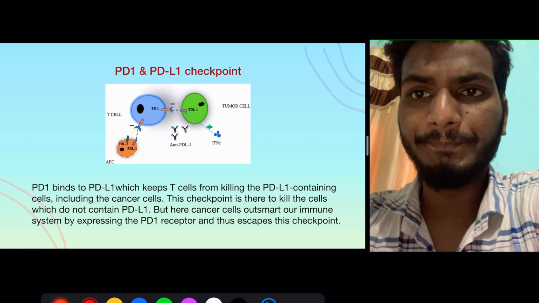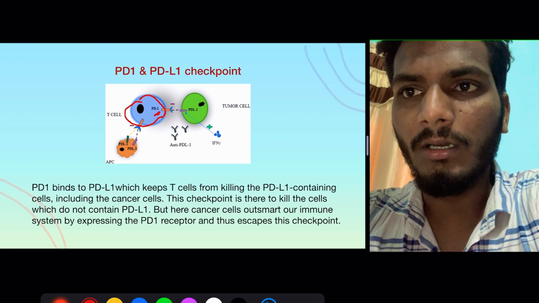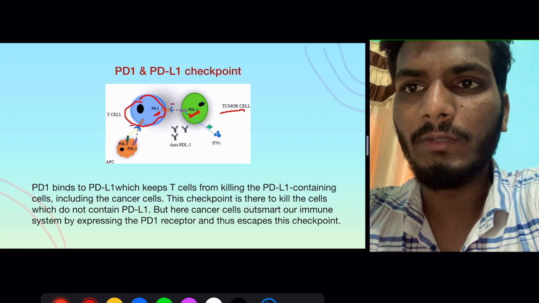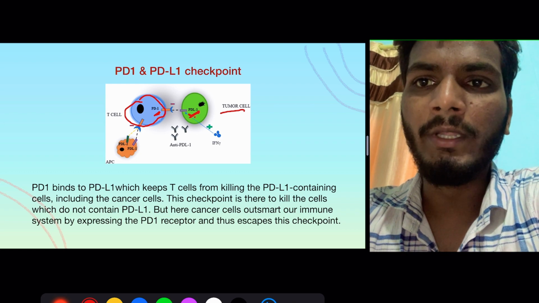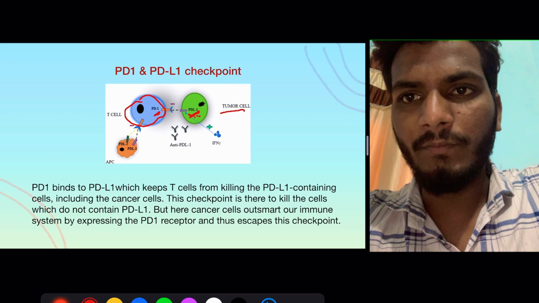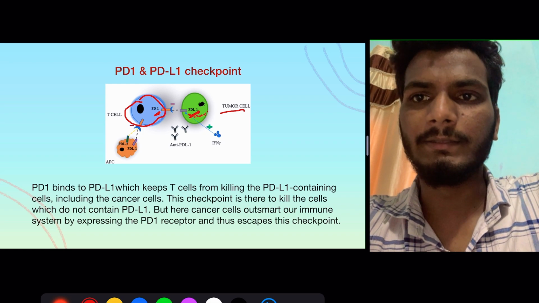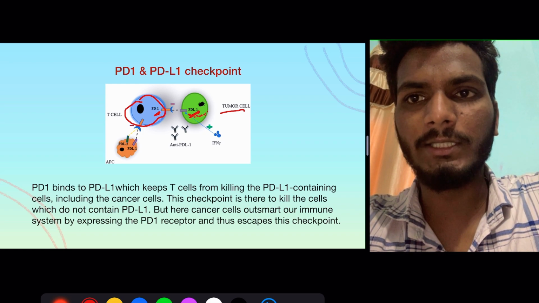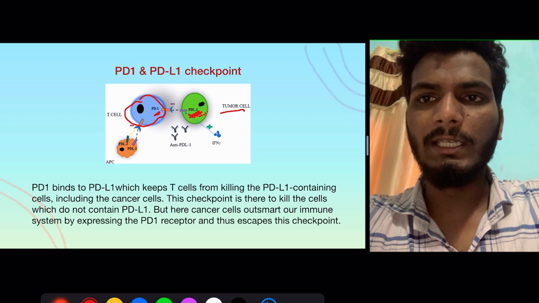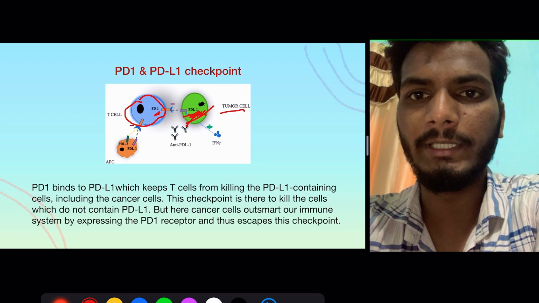Here we can see that this immune cell has the PD1 protein and this is the tumor cell, which has PD-L1. Suppose it was a normal cell, it would have PD-L1, by which the PD1 recognizes this cell as our normal cell and leaves without attacking it. But in this case, this tumor cell also contains PD-L1. So our immune system will leave this cell unattacked, thinking it's a normal cell as it contains PD-L1.